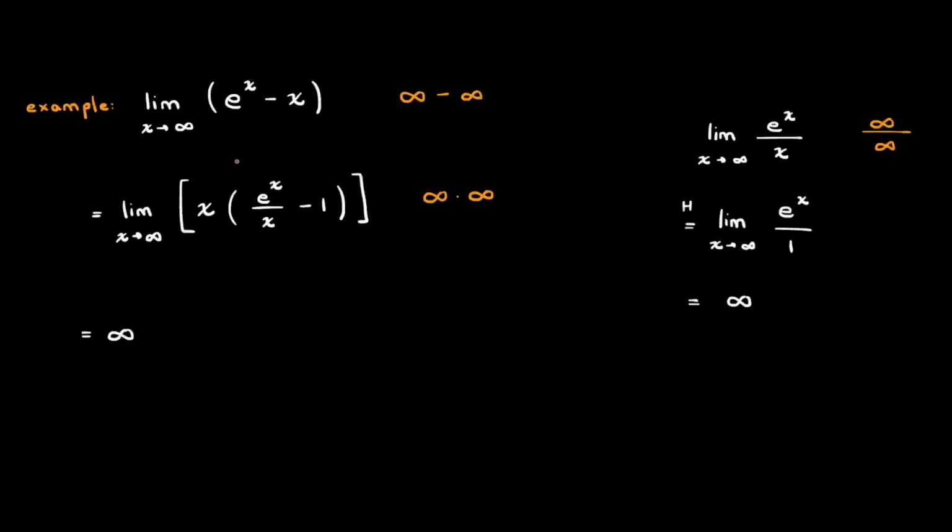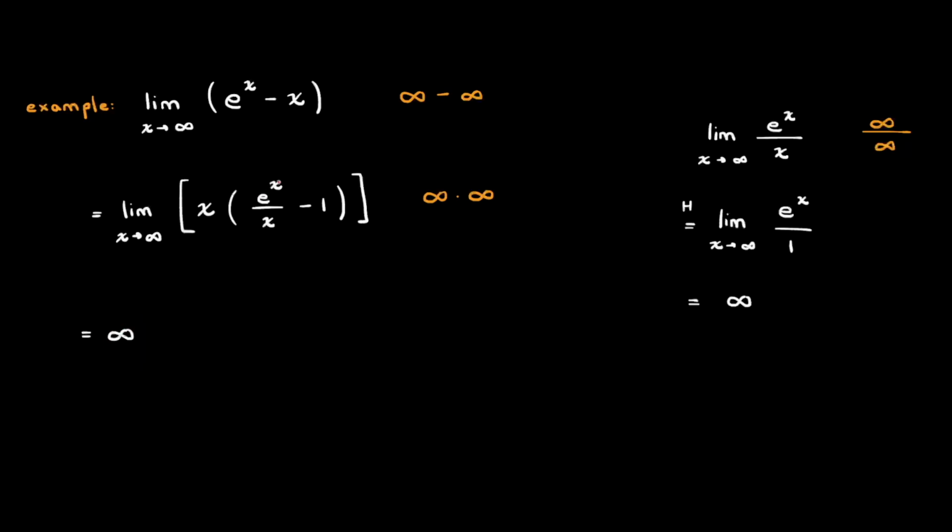But once we do that, what we'll have is infinity times infinity. And infinity times infinity, that's not indeterminate, right? As we discussed, that's a determinate product. It's just going to be infinity. You're taking two big numbers and multiplying them, you're going to get an even bigger number. So the answer is just infinity.